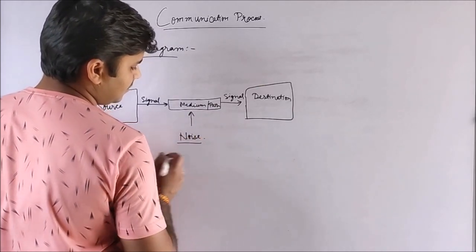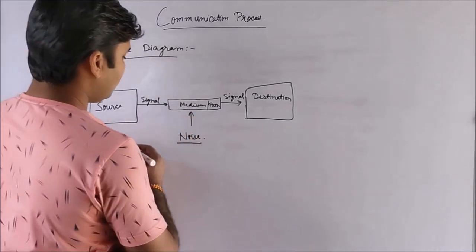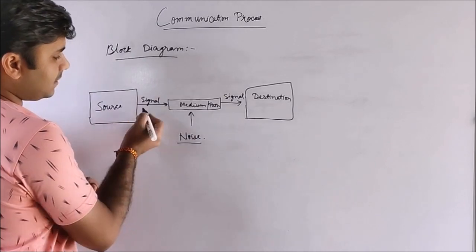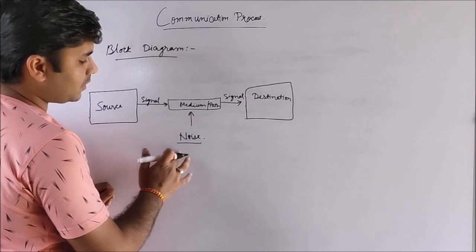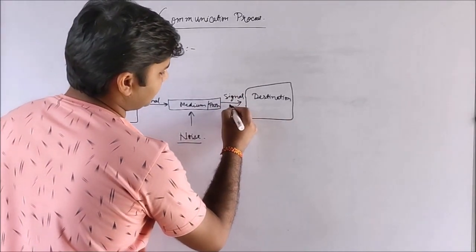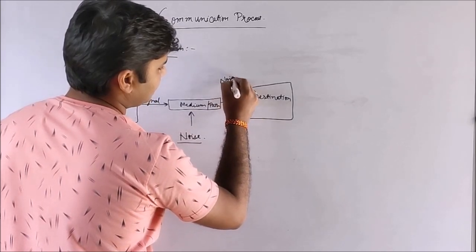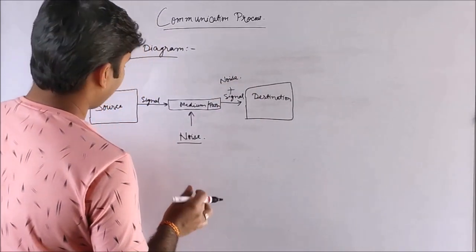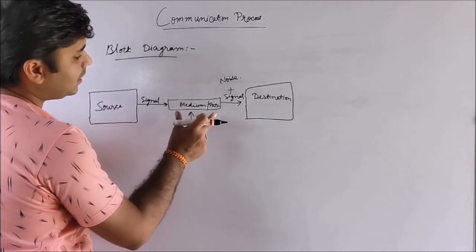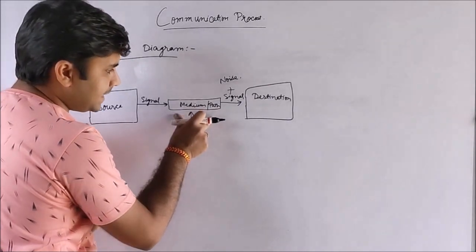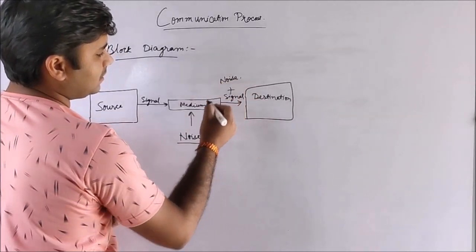Noise. Some sort of noise is added. So now a source has generated a pure signal. When it is passing through the medium or the path, some amount of noise is added, so this signal becomes signal plus noise. Now at the source, a pure signal is generated. Through the medium, some noise is added. Now the signal that is reaching the destination is noise plus signal.